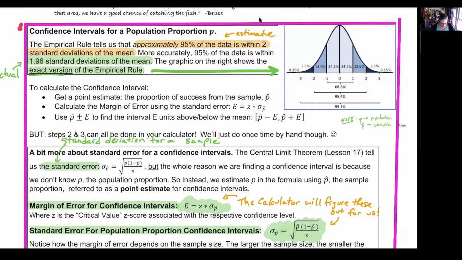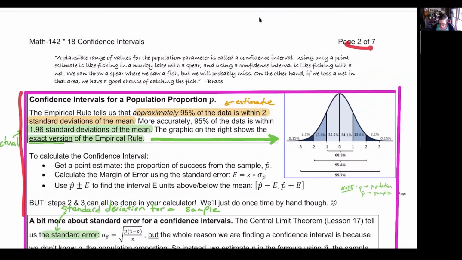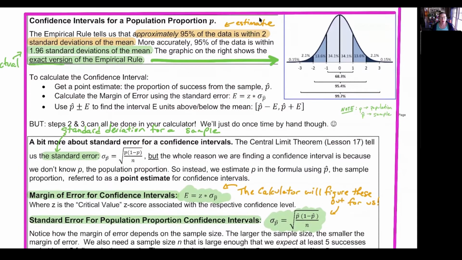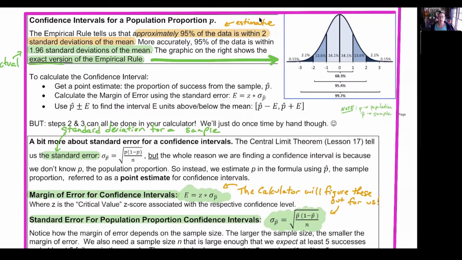This part here, starting on page 2, is all what's actually happening: the math and the computations happening behind the scenes. As I said, it is not hard. We could totally do it by hand, but we're not focusing on that in this class. But I do want to make sure that you see here, this is the actual empirical rule.